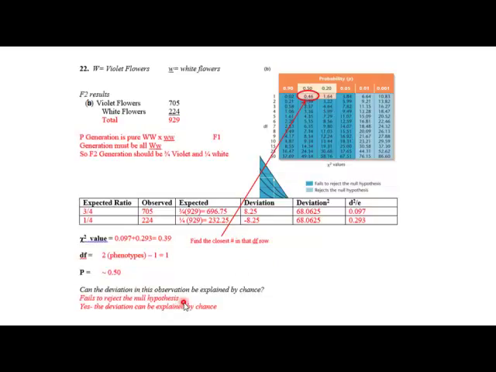What that means is it's okay. Yes, this deviation can be explained by chance. Any differences that we see between this 705 and this 224 in the observed and the expected numbers right here can be attributed to chance.